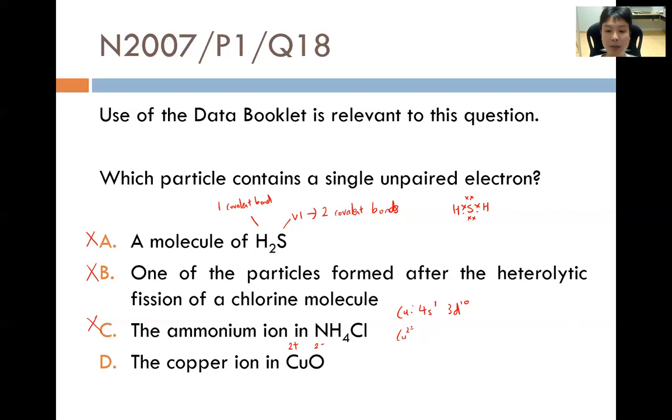So for the Cu2+ cation, we need to remove 2 electrons, and the first electron that we remove is the 4s electron, followed by removing an electron from the 3d orbital, and hence the electronic configuration of the Cu2+ cation is that of 3d9. And if you were to draw it out explicitly like that, 1, 2, 3, 4, 5, 6, 7, 8, 9, you realize that it indeed contains a single unpaired electron, and hence the copper ion in CuO indeed contains a single unpaired electron, and option D is the right answer to this question.